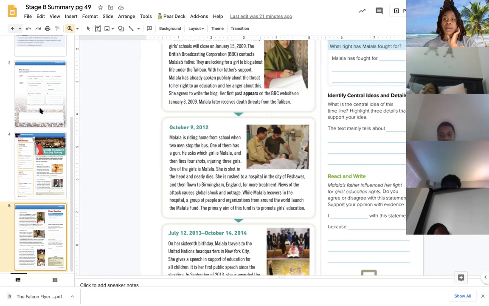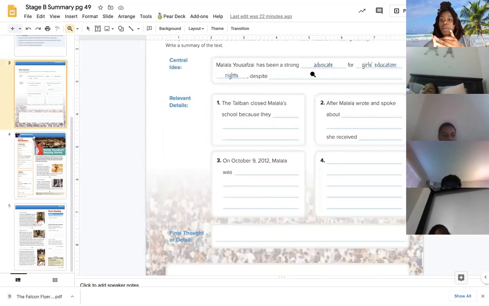Okay, so I'm going to go back up to this. All right. We've already read some things that describe how she was an advocate. She publicly spoke up against the Taliban. The word despite means that she faced a challenge. So, what was the challenge that she faced being an advocate for girls' education rights? What happened to her? She got shot. She was attacked, right? She was attacked for speaking out. She was attacked for her opinions, okay?